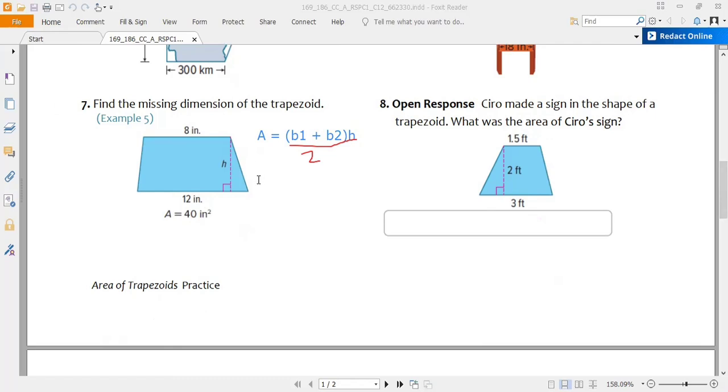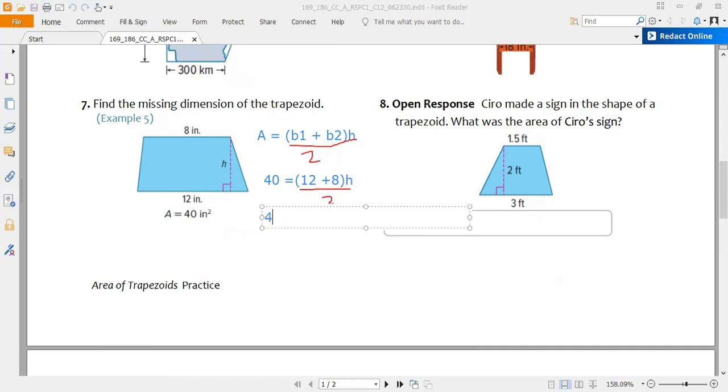Now if we look at question number 7, we are given an area of 40, so we replace A by 40, equal sign. Then we have the two bases, 12 plus 8, multiplied by the height. Height is not given, so we just write h, and it's divided by 2. Now here we will use what we discussed earlier: how we can separate the height h. It will depend upon what the numbers are doing with h, their relation.